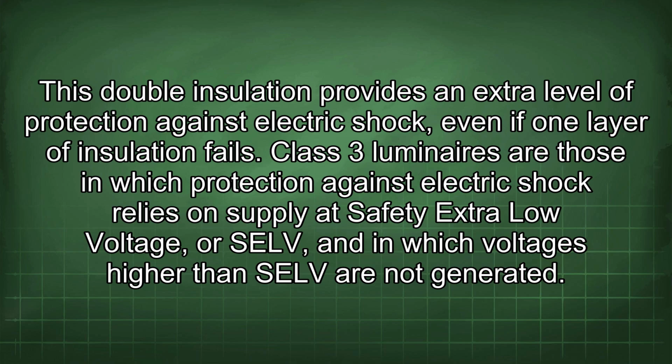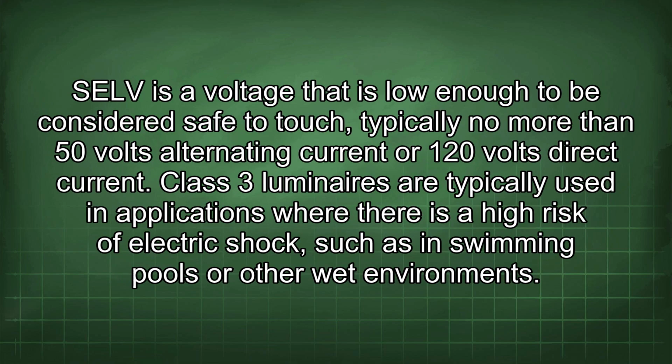Class 3 luminaires are those in which protection against electric shock relies on supply at safety extra low voltage, or SELV, and in which voltages higher than SELV are not generated. SELV is a voltage that is low enough to be considered safe to touch, typically no more than 50 volts alternating current or 120 volts direct current. Class 3 luminaires are typically used in applications where there is a high risk of electric shock, such as in swimming pools or other wet environments.